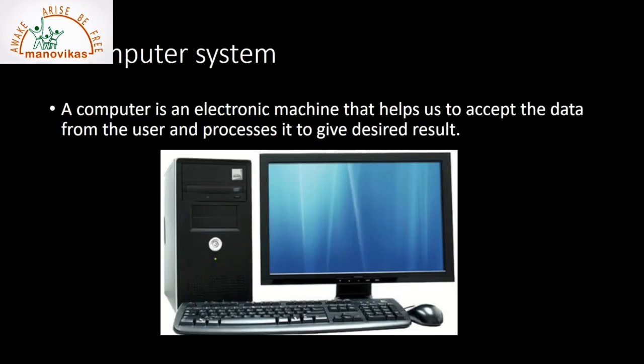So a computer system is made up of input devices, output devices, and a processing device. A computer accepts data from the user, processes it, and gives a meaningful result.